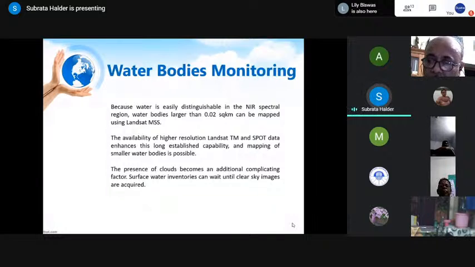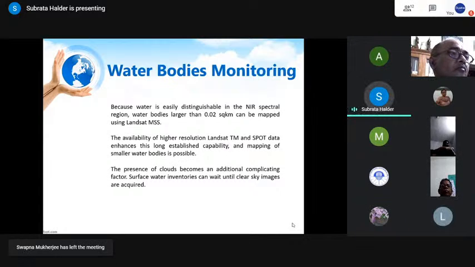Water bodies monitoring. Because water is essentially distinguishable in the near-infrared spectral region, water bodies larger than 0.02 square kilometer can be mapped using the Landsat multispectral sensors. The availability of higher resolution Landsat TM, thematic mapper, and SPOT data enhances this long-established capability, and mapping of smaller water bodies is possible.